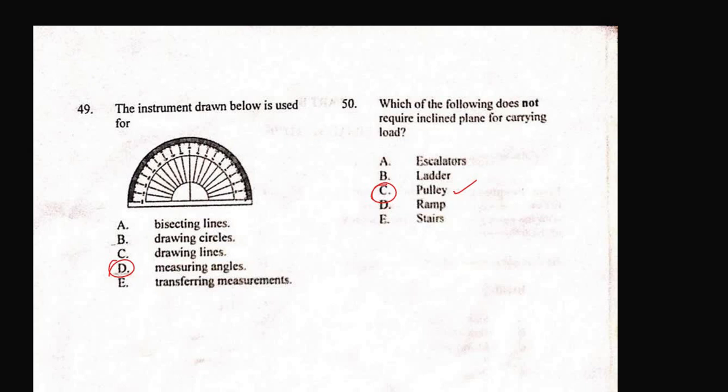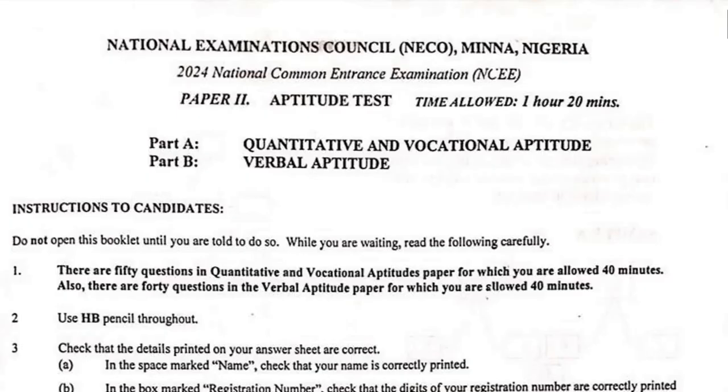So we are done answering all the vocational aptitude questions. Let's go back to where we started from. We are in paper 2, and paper 2 has two parts, part A and part B. We are done with part A, which is quantitative and vocational aptitude. Part B, verbal aptitude, we are going to look at in the next lesson.